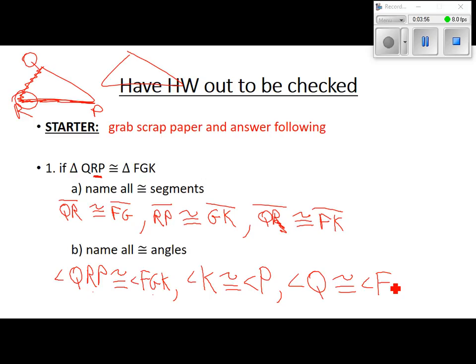So anytime you have two triangles that are congruent to each other, you've got 3 pairs of segments that you know are the same, and 3 pairs of angles that you know are the same. Think that might be important in some things out in the real world?